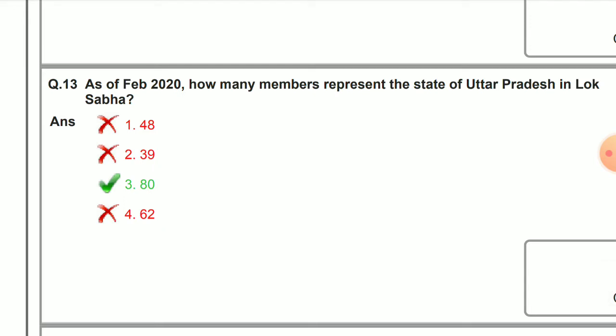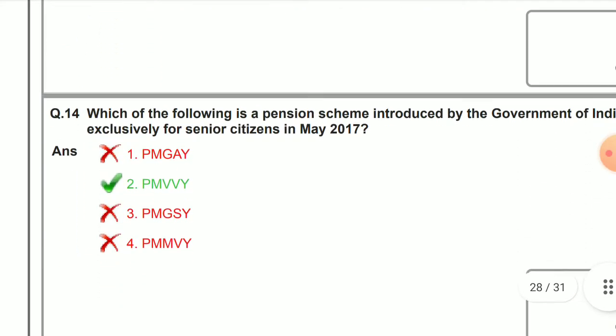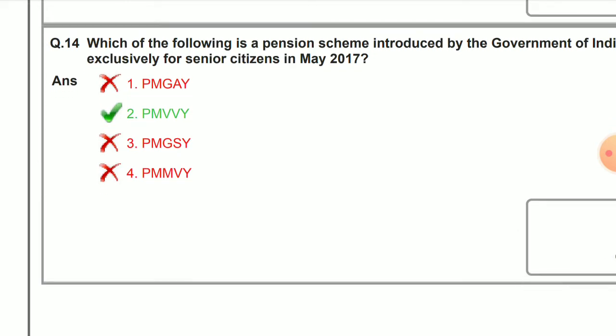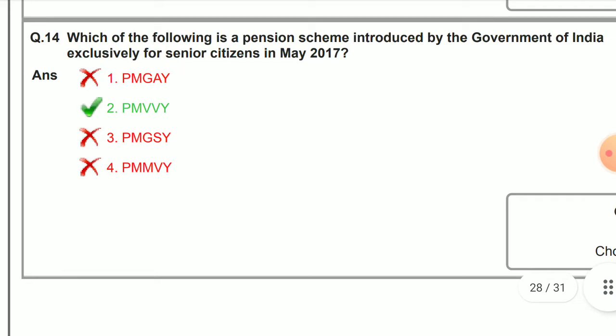Question number 13. As of Feb 2020, how many members represent the state of Uttar Pradesh in Lok Sabha? Answer is 80. Question number 14. Which of the following is a pension scheme introduced by Government of India exclusively for senior citizens in May 2017? Answer is PMVVY.